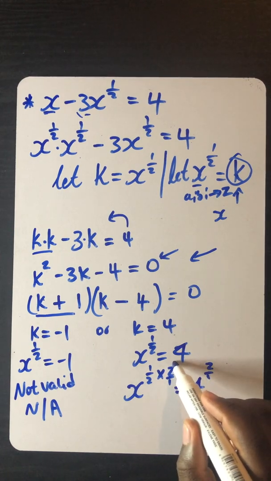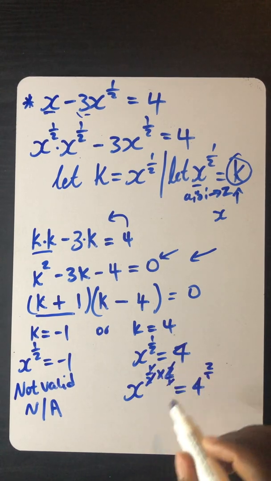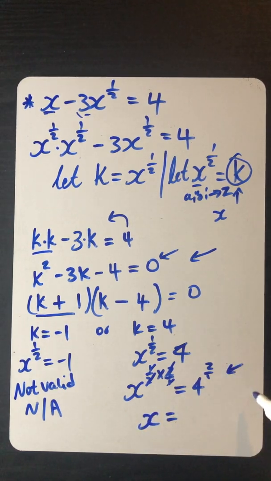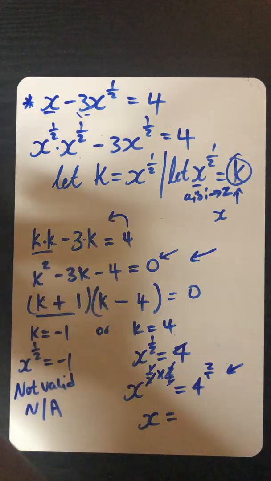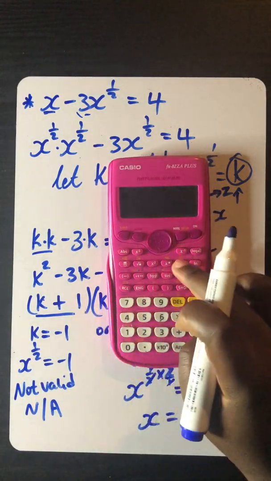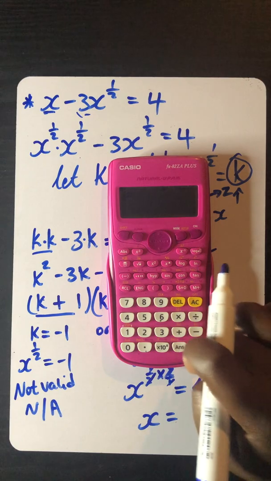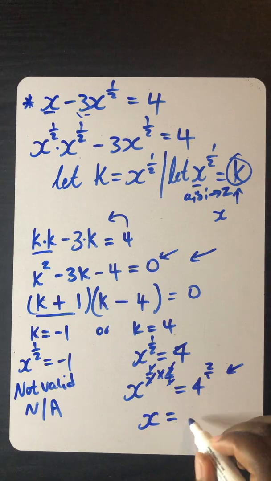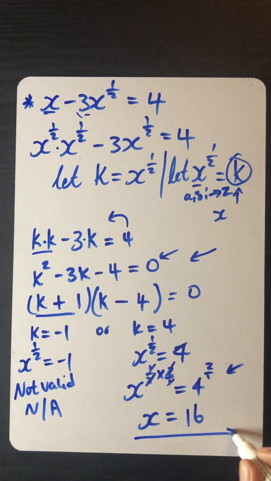Why? Because you want this to cancel so that you remain with x, which is equal to, you can just punch the whole of that on your calculator and see what answer you get. So let's see. I'm just going to pull out my calculator and say 4 to the exponent 2 is equal to 16. So ladies and gentlemen, that means the x value for that question is 16.